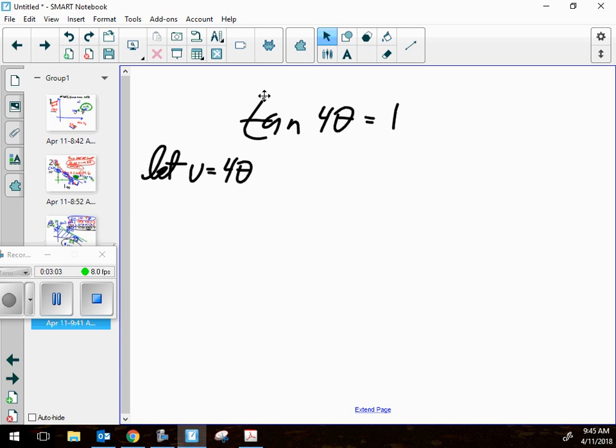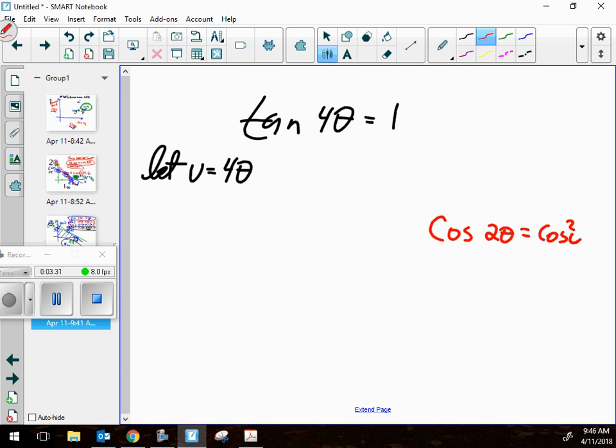Cosine of 2 theta is actually... Got it memorized off the sheet yet? We used it last night. Cosine of 2 theta is, yes? Cosine squared minus sine squared. That's right. I'll write that up here just so you can use this as a bridge. You do need to know this yourself tomorrow. Cosine of 2 theta is cosine squared minus sine squared.